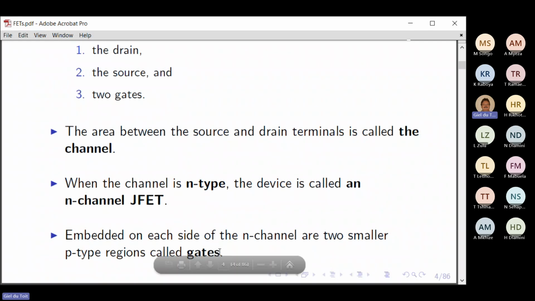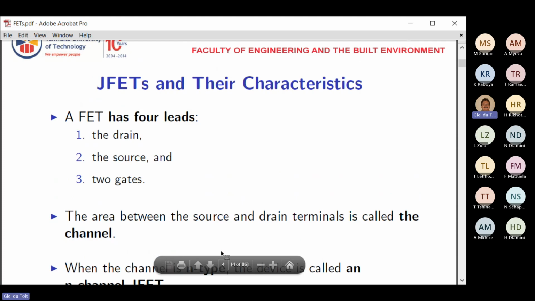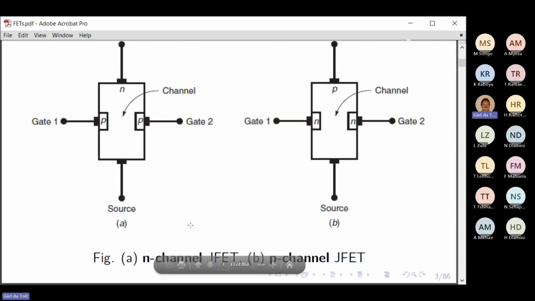Now, embedded on each side of the N channel are 2 smaller P regions, which are the gates, and they are positive regions. Let me go back to the picture again, and you see here with the N channel, the gates are positive on each side. And on the P channel, the gates are negative on each side. So remember that.